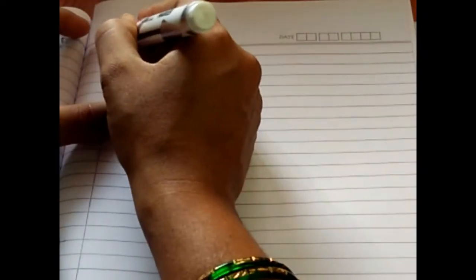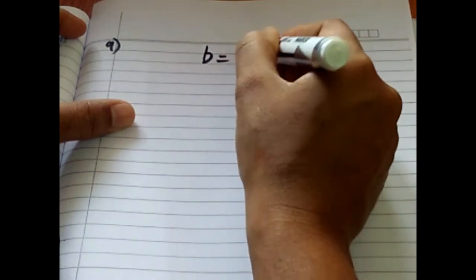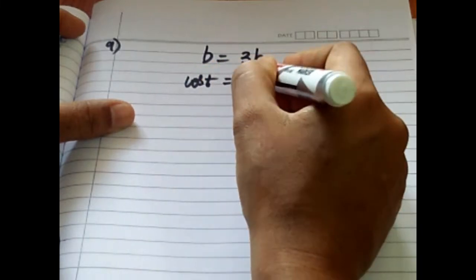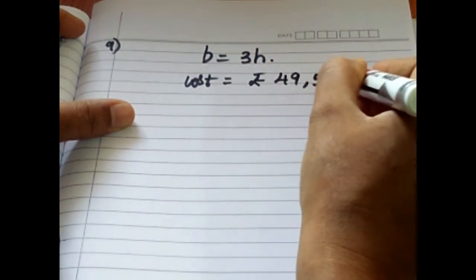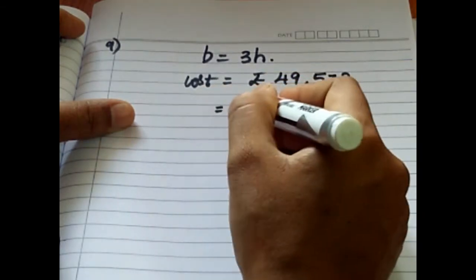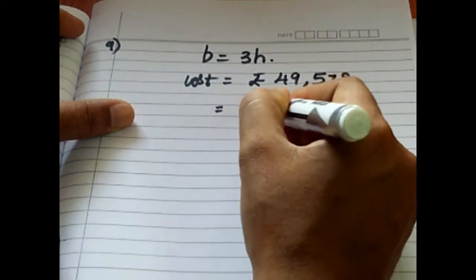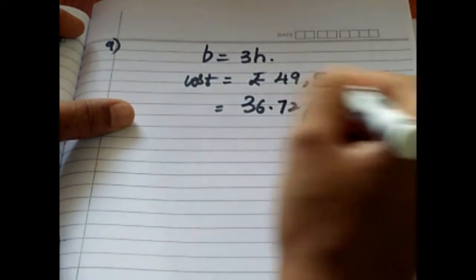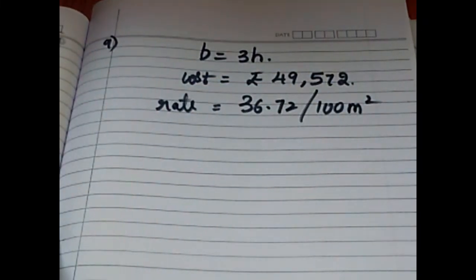Question number 9. It is said that the base of a triangular field is 3 times its height and the cost is given as rupees 49,572 and the rate is given as 36.72 per 100 square meter. This is the rate which is given here, and the question asked is to find the base and height.